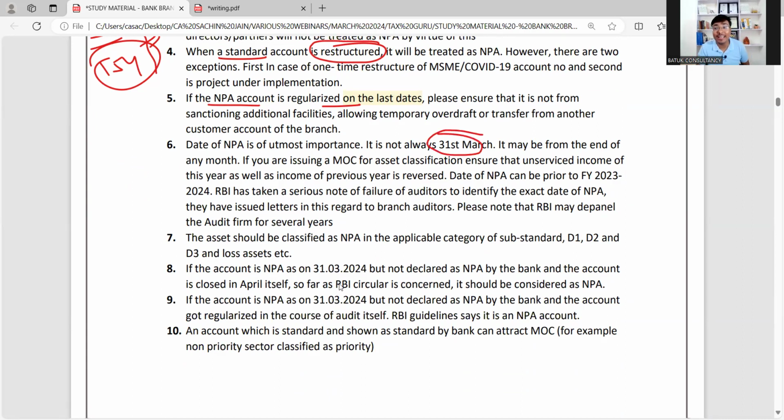और इसके ऊपर आरबीआई ने एक स्पेसिफिक गाइडलाइन इशू की है. आरबीआई ने बोला है सीए's are doing wrong calculation on account of that NPA date. They should do it very carefully.